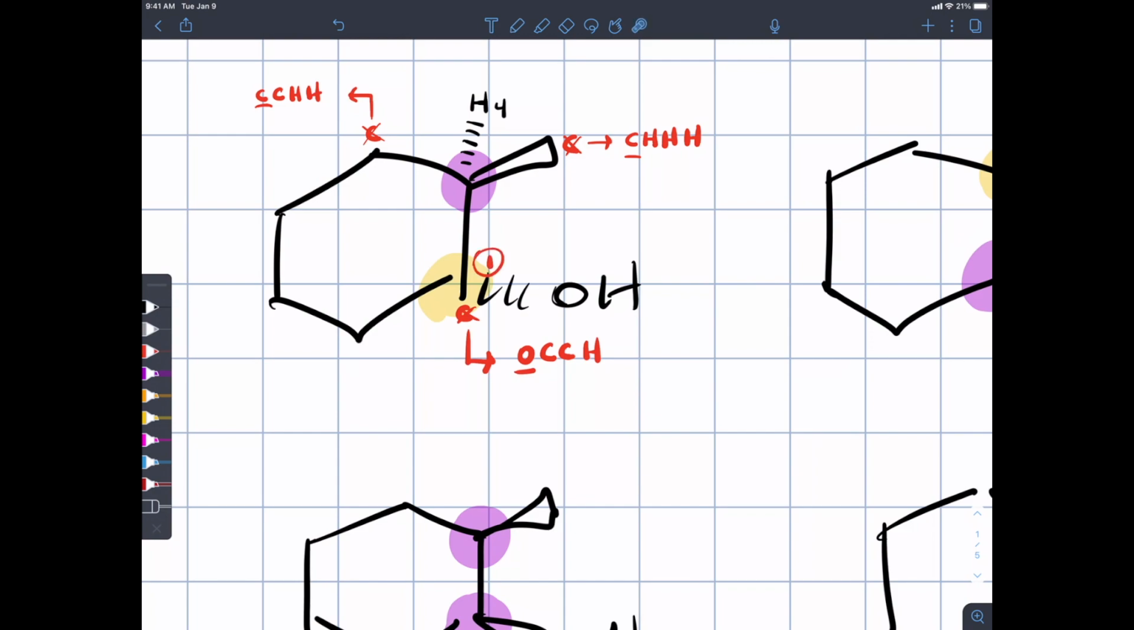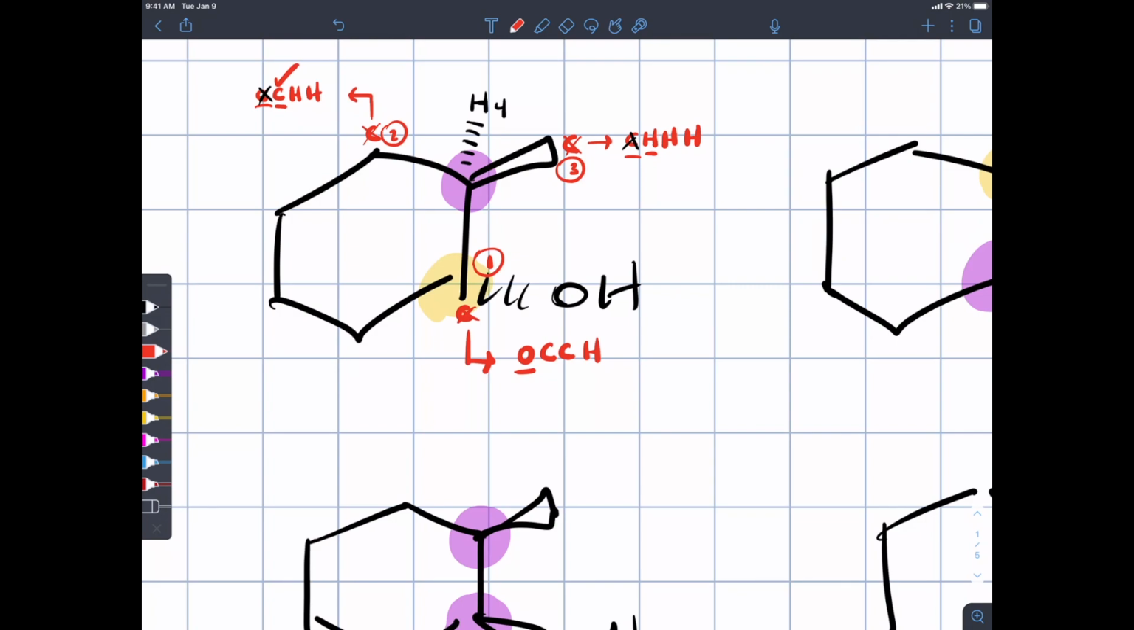Then if we compare the other 2 groups, it's a tie. So we go to the next one, which is carbon versus hydrogen. Carbon wins. This is priority 3. Oh, right, thank you. Can't count today. This is priority 2, and this is priority 3. You with me so far in assigning the groups?